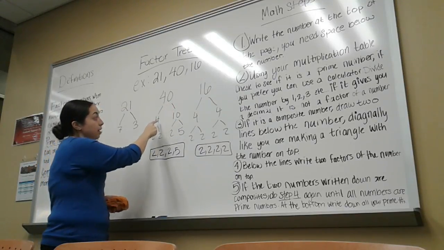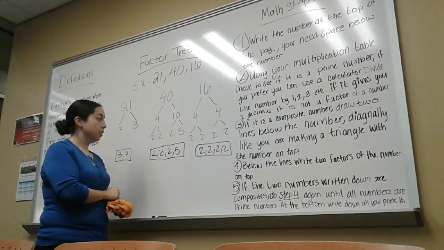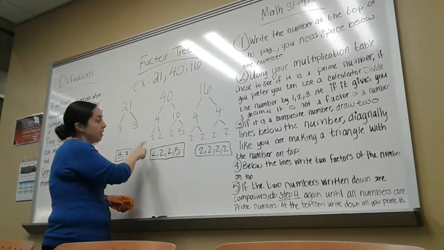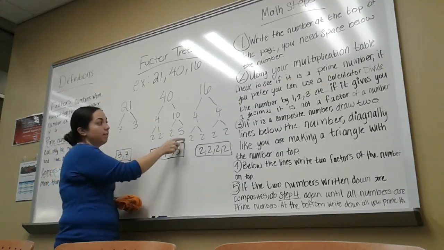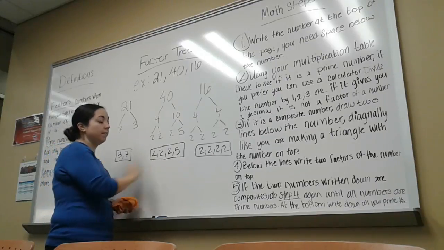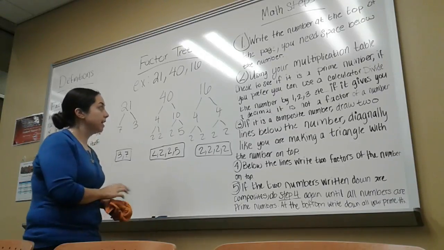Very good. And we had Anna come up here and show us her factor for 40 and her group's factor. They used the numbers 4 and 10 on their multiplication table, and they used the multiplication table again to see that 2 and 2 equals 4 and 2 and 5 equals 10. And they wrote down their answers here, 2, 2, 2, 5. Very good, Anna, that is the correct answer.